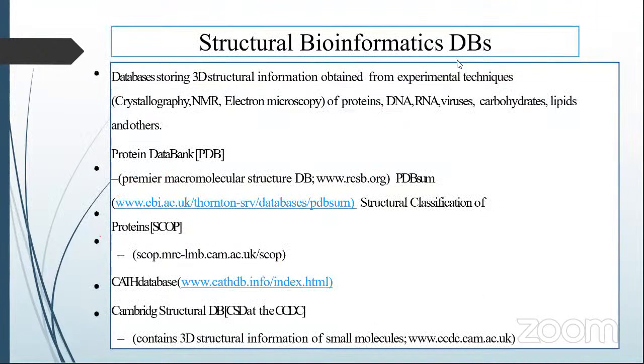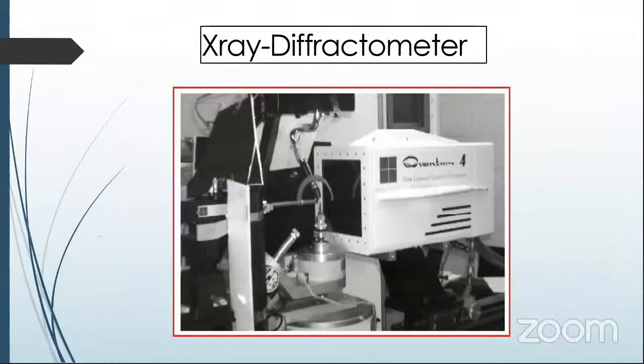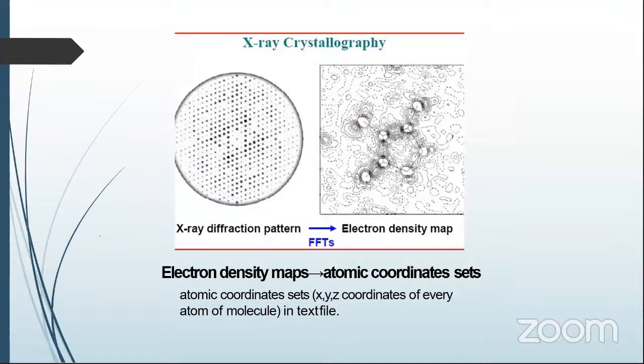For structural bioinformatics, the data is stored in the PDB database, which is based on NMR and X-ray crystallography, and you will find it at this link. We also have the PDBsum database, the SCOP database, and the CATH database. You will get the data from here. This is how the X-ray crystallography experiment works. This is the instrument where the 3D structure is determined based on the sequence, and it gets deposited in the PDB database.